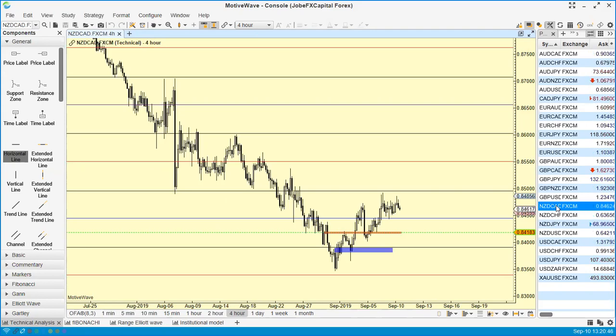My entries, I like to enter early, when everyone is not seeing the market. I'd rather get in early than when everyone else has.